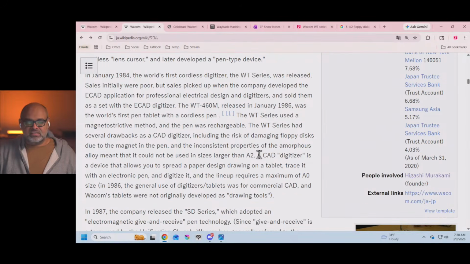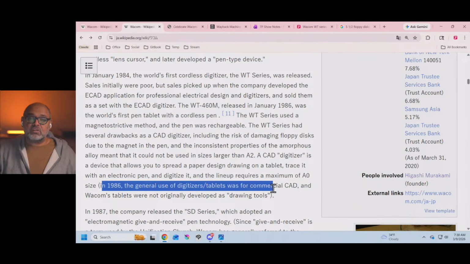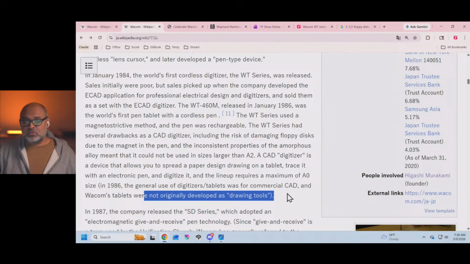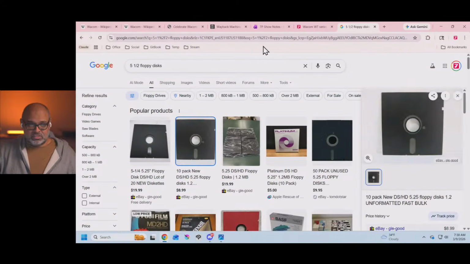A CAD digitizer. Now we're getting to what these digitizer things do. It is a device that allows you to spread a paper design drawing on a tablet, trace it with a pen, and digitize it, meaning convert it to points. The lineup requires a maximum of A0 size. In 1986, the general use of digitizer tablets was commercial CAD, and Wacom tablets were not originally developed as drawing tools. So a long way around to get to the point I made: this was not a drawing tool.